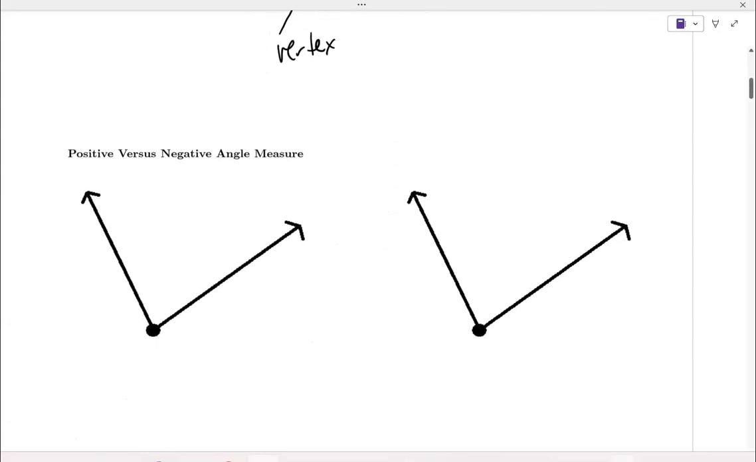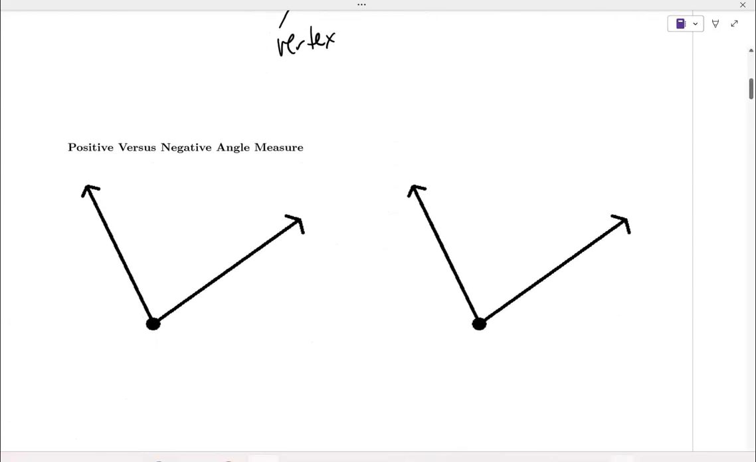Going to my next picture here, I've got two different angles, still on the vertex. I literally copied and pasted these angles, so they should look exactly the same. But depending on how we start measuring things, things might change. In particular, we need to talk about what we mean by a positive angle measure and a negative angle measure. When we talk about measuring, there are two ways we could do it. We could rotate that way, spinning to my left, or we could rotate that way and spin to the right.